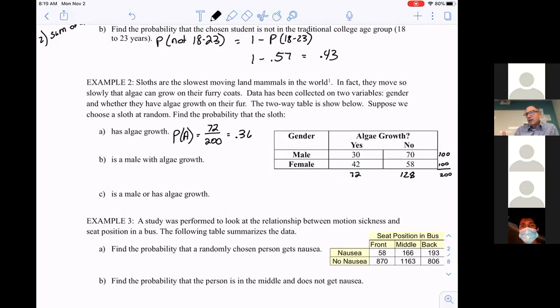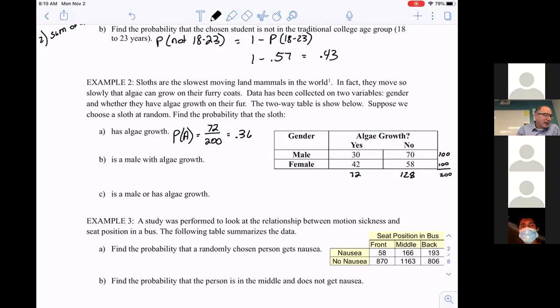Also, if you write 72 out of 200, a fraction is fine. We probably ought to reduce that down. 36 out of 100, then 18 out of 50, and then 9 out of 25. So you could reduce that down to 9/25. However, I think it's just as simple to write it as a decimal.